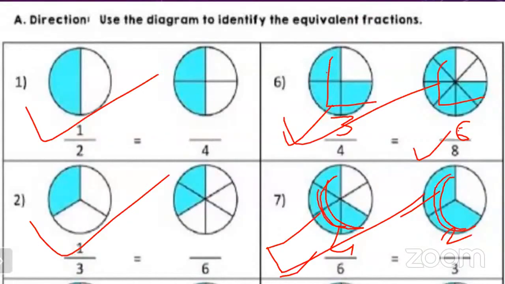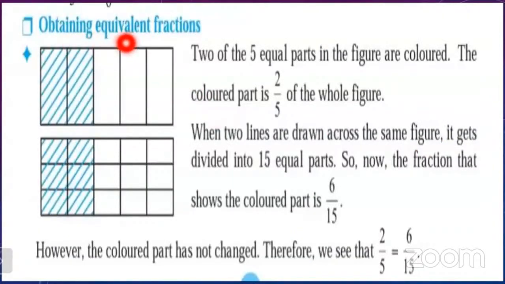So what does it mean? Look at here. Obtaining equivalent fraction. How to obtain the equivalent fraction? Here is given one rectangle and here is given another rectangle. Okay. So look at here. The first rectangle is divided into 5 equal parts and the other rectangle is also divided into 5 equal parts. But what happened here? What extra thing has been done here?